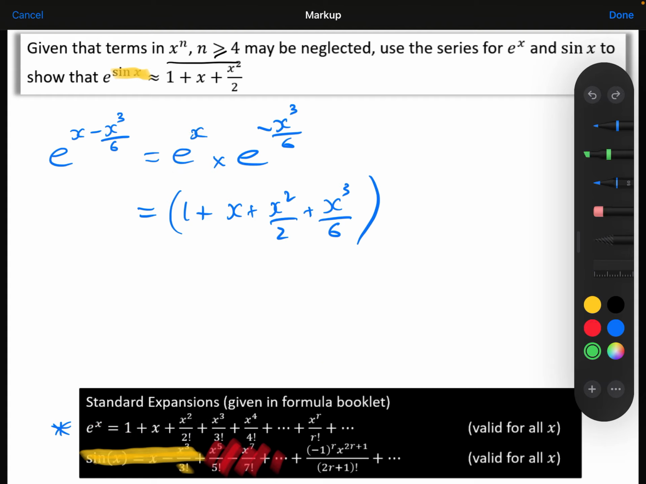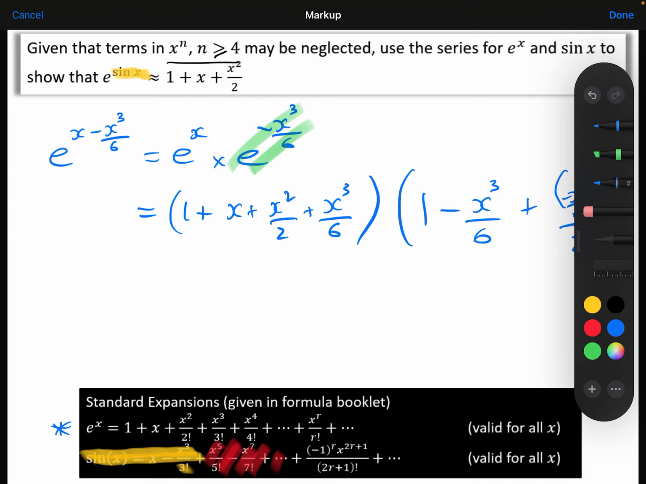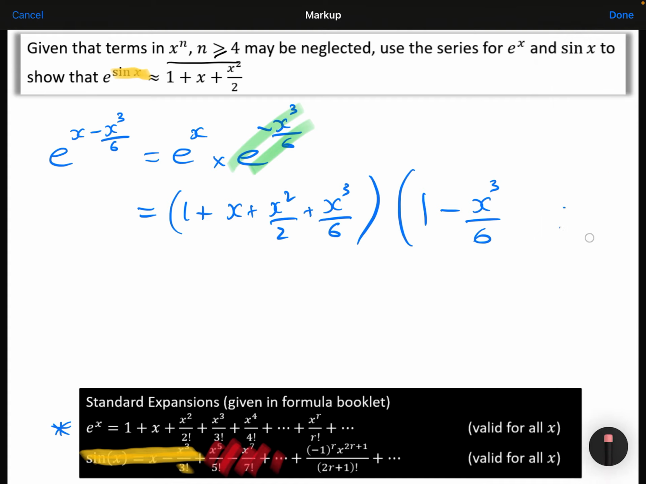I'm now going to do the same thing with this, but obviously instead of the x on the inside, it will be minus x cubed over 6. So I've got 1 minus x cubed over 6. And the next term would actually be minus x cubed over 6 all squared over 2. But I know I'm not going to include that because that would give me a power 6 term, which I'm supposed to ignore. So let's get rid of that. I don't need to include that term. All I'm going to do now is expand all of this.